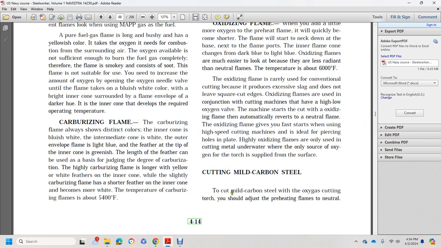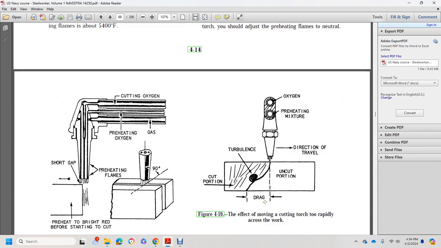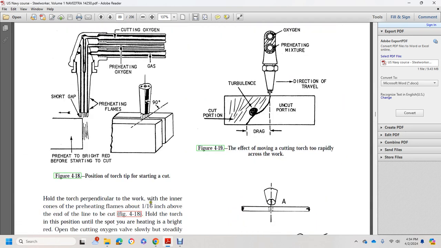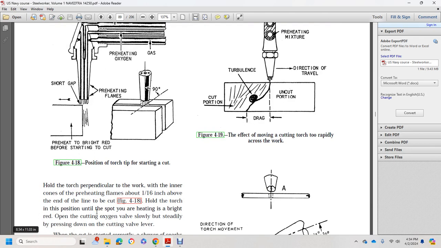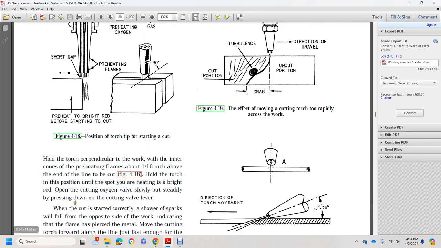Cutting mild carbon steel with the oxygen cutting torch. You should adjust the preheating flame to neutral. Hold the torch perpendicular to the work. Hold the inner cones of the preheating flame about 1/16 of an inch above the end of the line of the cut. Hold the torch in that position until the spot is heated bright red. Then open the cutting oxygen valve slowly and steadily, with pressure down on the cutting valve lever.